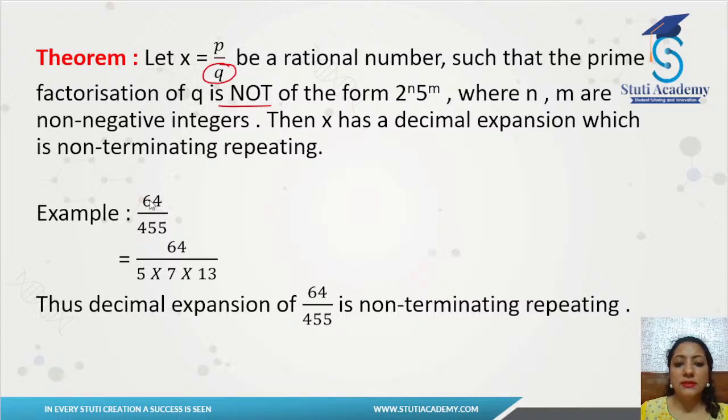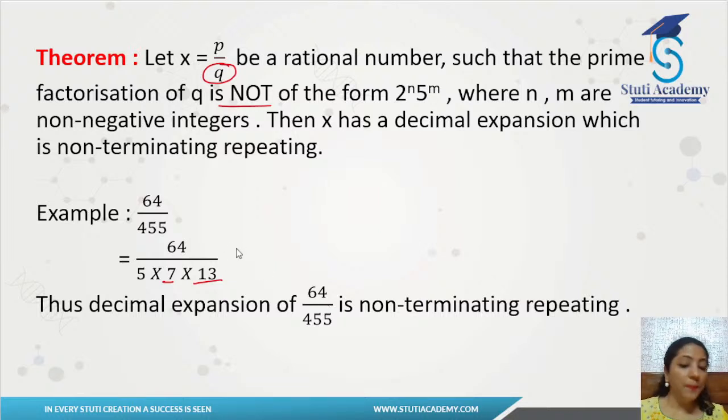Like in this case, we have 64 upon 455. We have written this 455 as 5 into 7 into 13. Then the decimal expansion of 64 upon 455 is non-terminating repeating, because we are getting 5, but then we are getting 7 and 13 also. That is why we will say that 64 upon 455 is non-terminating repeating.